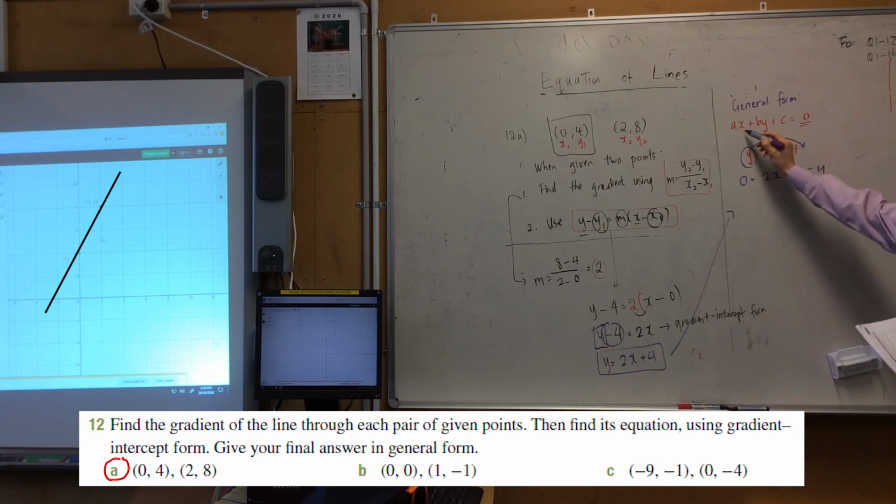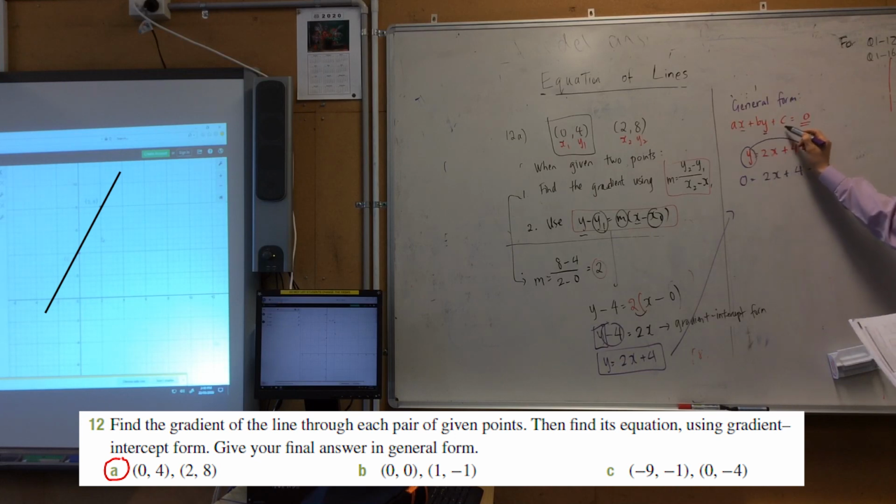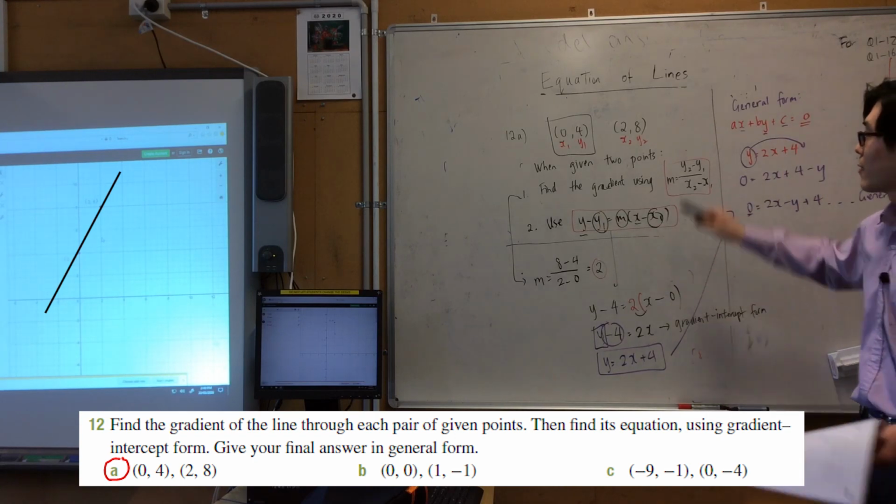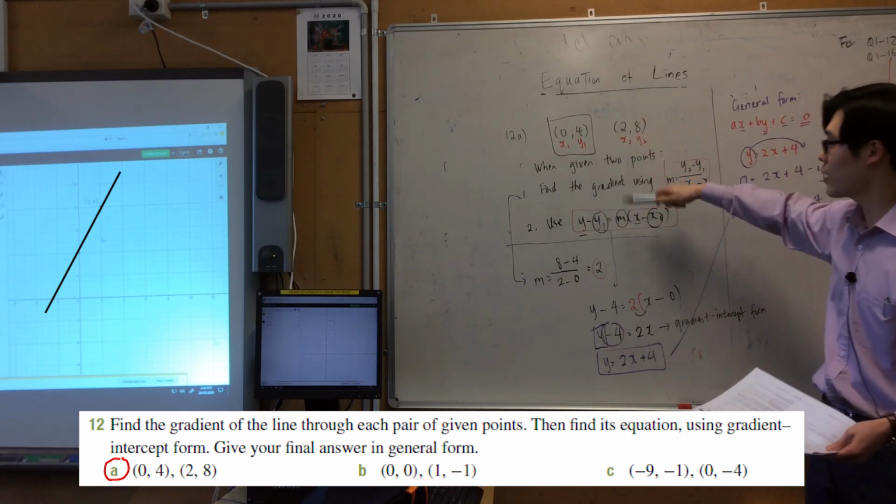I usually want to arrange it so that x comes first, y comes next, then the number. So in this case, it will be 2x minus y plus 4 equals 0. This is what's called general form. You bring everything to one side and make sure it's all equal to 0. So that's how you do it in any question. If you're ever given 2 points, follow these rules.